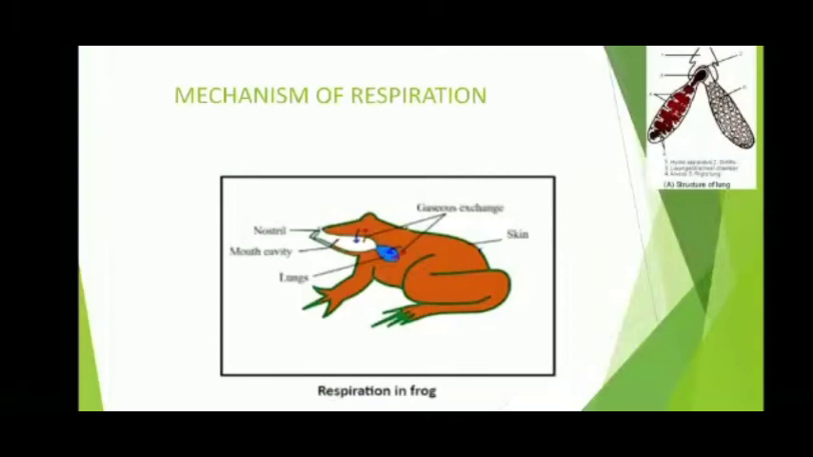Friends, now we are going to learn about the mechanism of breathing or mechanism of respiration in frog. Actually, you know, the pulmonary respiration takes place in between buccal respiration, in which the buccal cavity acts like a force pump. That is, the rhythmic up and down movements of the floor of the buccal cavity are brought about by the action of two special sets of muscles known as sternohyoid muscles and petrohyoid muscles.